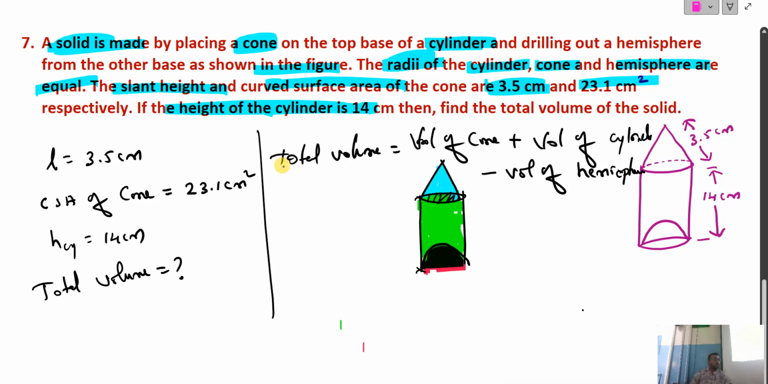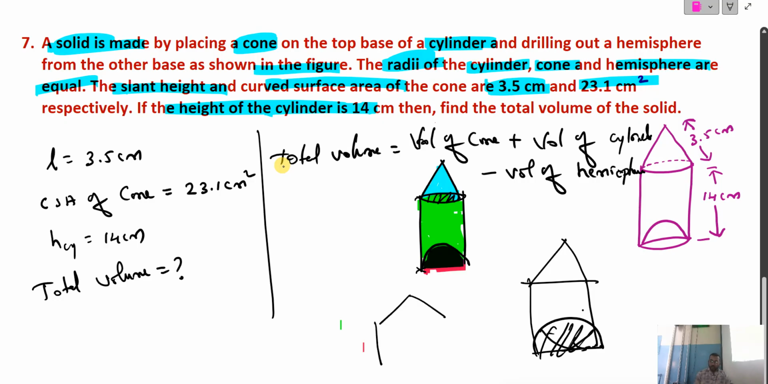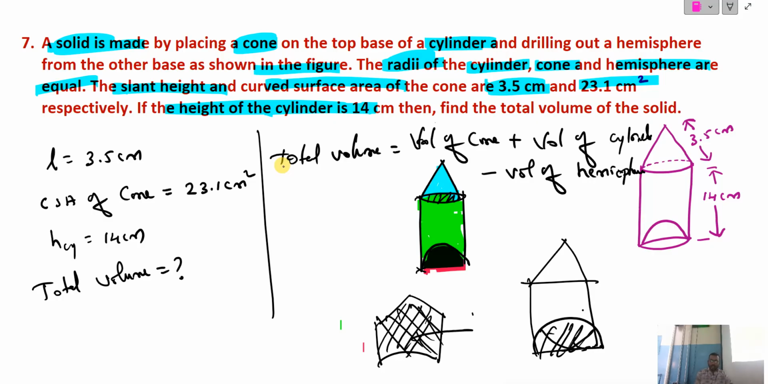Understood? Total volume of cone plus total volume of cylinder. In that, remove this much volume of hemisphere, so that you will be finding this much volume. Correct? The left out volume is this. This is the volume we need to find. After removing this part, this is the volume that will be left out. I have to calculate this total volume.